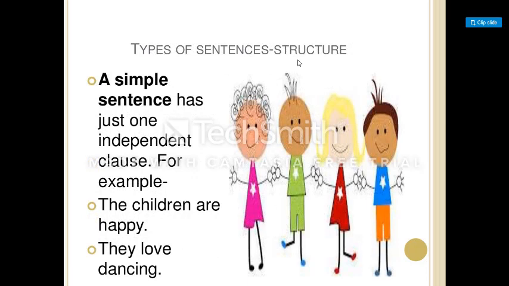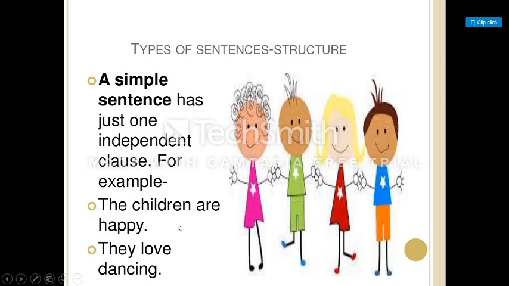Okay, let's have the first kind, that is a simple sentence. What is a simple sentence? This is the first type according to structure. A simple sentence has just one independent clause. For example, the children are happy, they love dancing. If you look at these examples, they do not carry any conjunction.